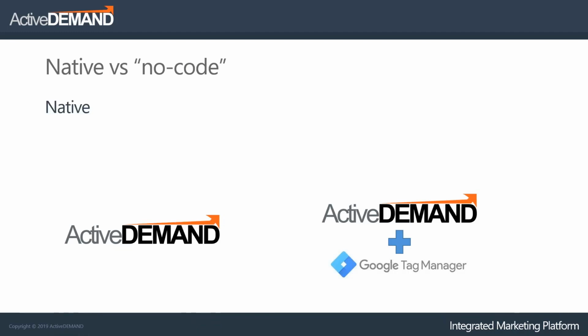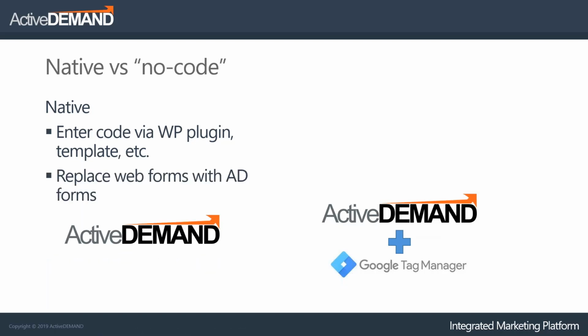The native option is the one that we really recommend. This is where you would enter code in via the WordPress plugin or template or whatever the case might be. This gets the ActiveDEMAND tracking code on the website, and it also means that you would replace the web forms on the website with ActiveDEMAND website forms. So there's the native option. This is the better option. If you have a really weird web form, you might want to consider using our web API to post the form using JavaScript. That's, again, if you've got something weird going on the website or something that's very, very custom.